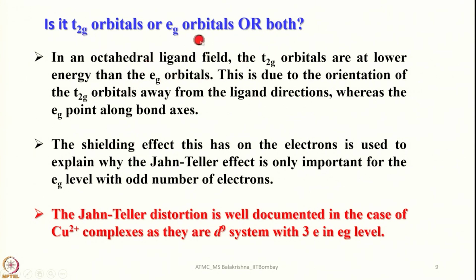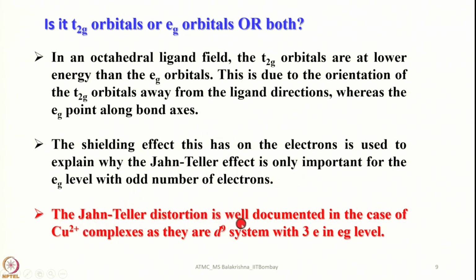In an octahedral ligand field, the T2G orbitals are at lower energy than EG orbitals. This is due to the orientation of T2G orbitals away from the ligand direction that you are all already familiar with, whereas the EG orbitals point along the bond axis, okay, EG along Z minus Z, X minus X, Y minus Y. The shielding effect this has on the electrons is used to explain why the Jahn-Teller effect is only important for the EG level with an odd number of electrons.